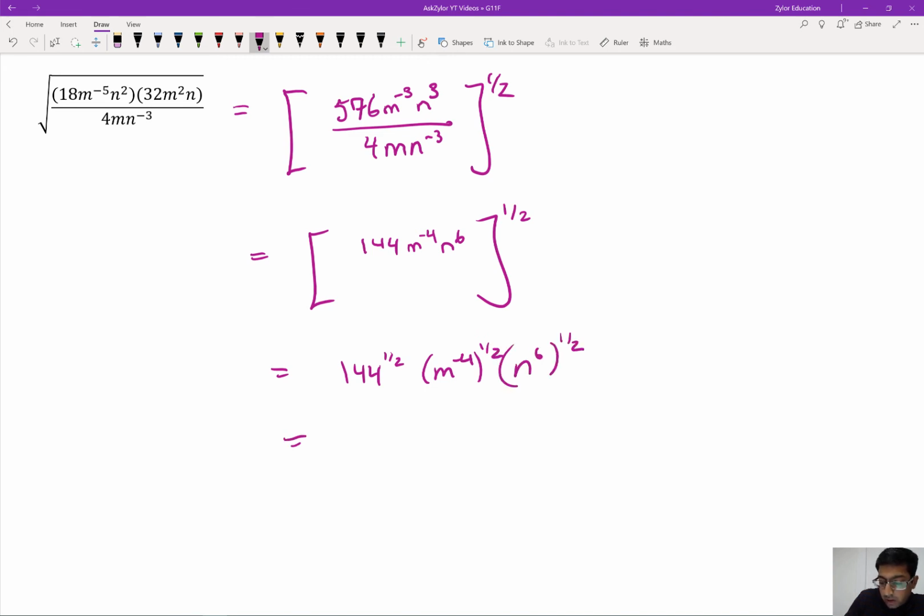So a half, think of it as square root. So 144, the square root of 144 is 12. And then over here, we're just going to multiply the half. So negative 4 times a half, well, that's negative 2. 6 times a half, that's 3. And then we're going to take the negative exponent and put it in the denominator with a positive exponent. So 12n cubed, so I'm going to keep the n cubed in the numerator, but the m, I'm going to put it in the denominator as m squared, and that's going to be our final answer.